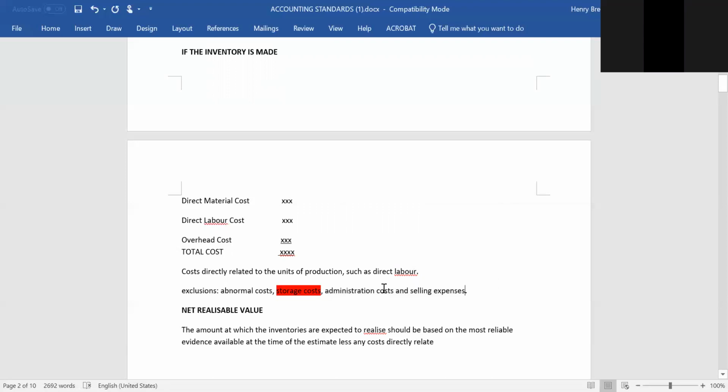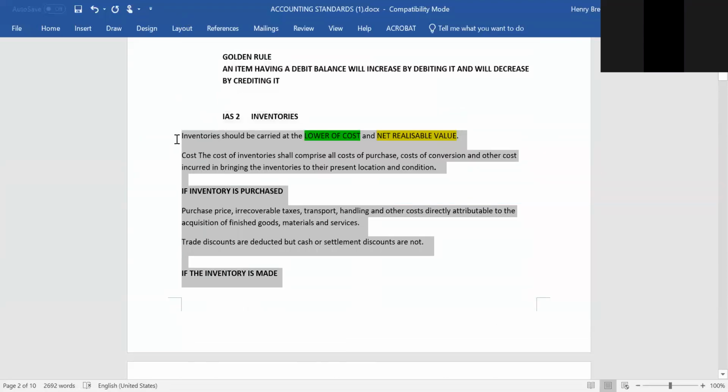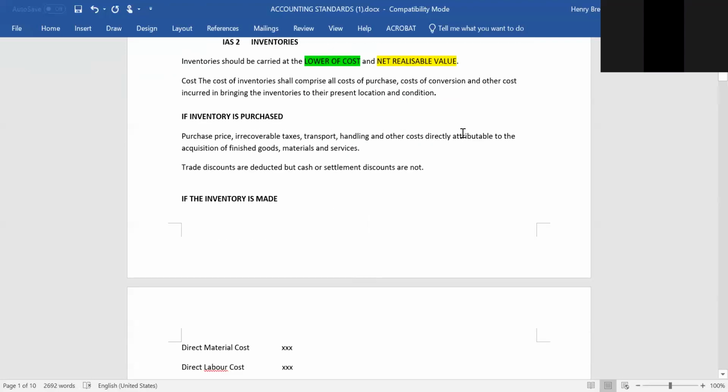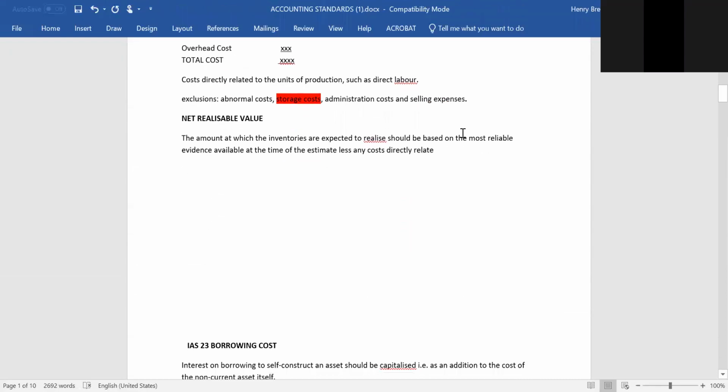So we have seen possible ways of determining the cost of an inventory. We are going to determine how the net realizable value can feature. As we hinted, the measurement aspect of IAS 2 is either the lower of the cost of the inventory or the net realizable value. So I just have to identify the cost of the inventory and the net realizable value of the inventory. The lower of these two will be denoted as the value or the cost of my inventory.